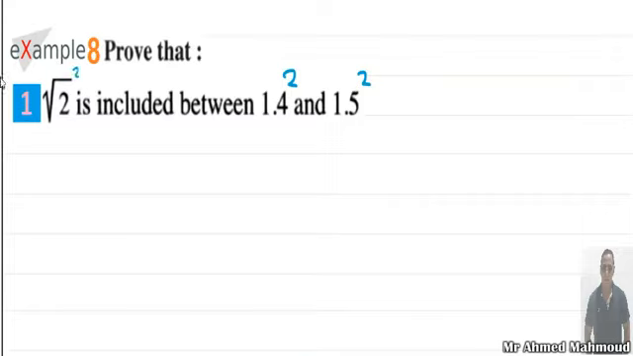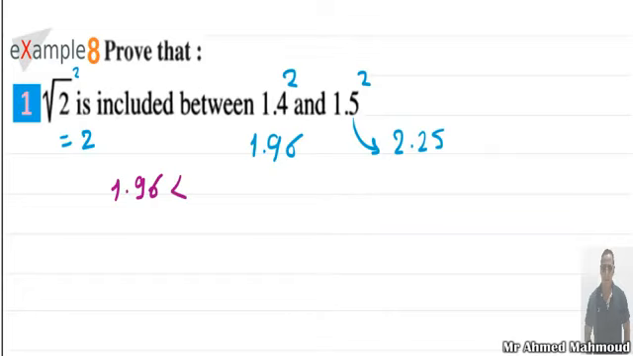Okay, 1.4 to the power of 2 equals 1.96, and 1.5 to the power of 2 equals 2.25, and root 2 to the power of 2 equals 2. Now I have three numbers. I'm going to write the three numbers in order like this. The smallest number among them is 1.96, like this.